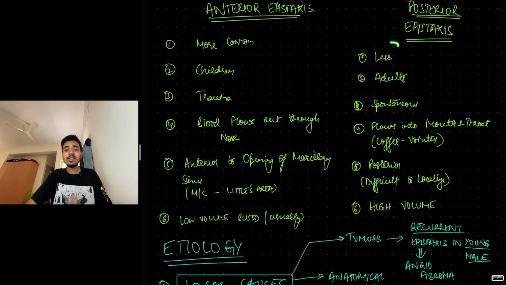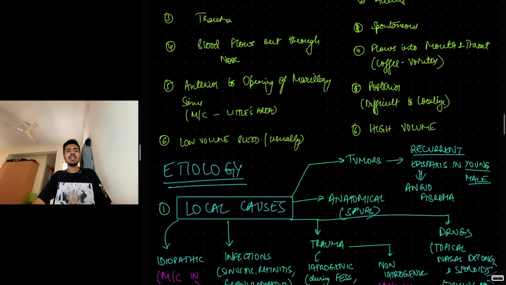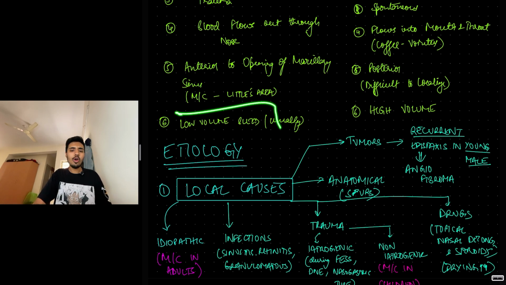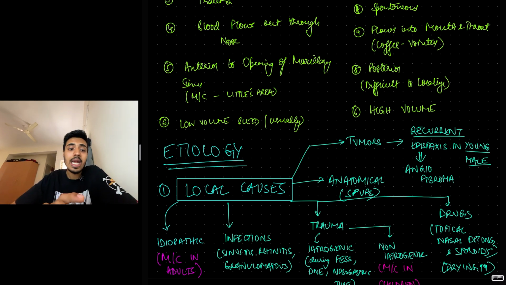Posterior epistaxis is less common. It is more common in adults, with spontaneous causes. And generally, anterior epistaxis is less dangerous, with low volume bleeds, whereas posterior epistaxis, because it is due to systemic causes, spontaneous causes, and it's flowing into the nose and into the mouth and the throat, is generally a high volume bleed and is more dangerous.